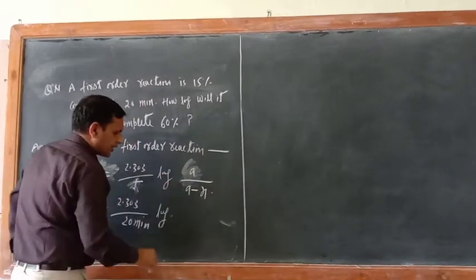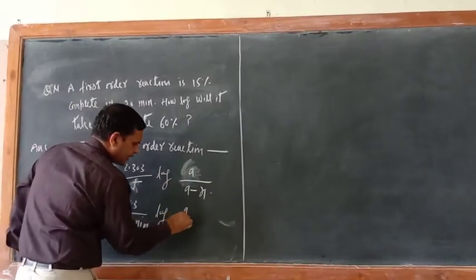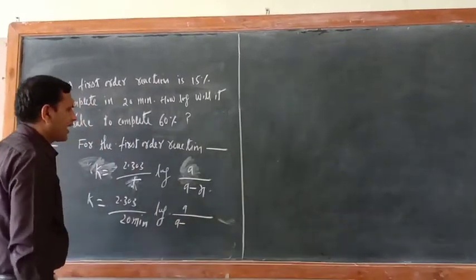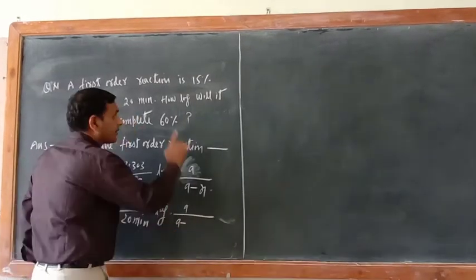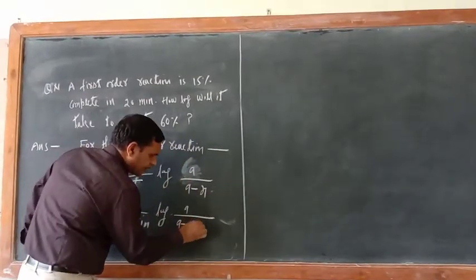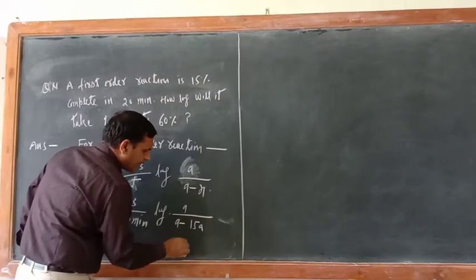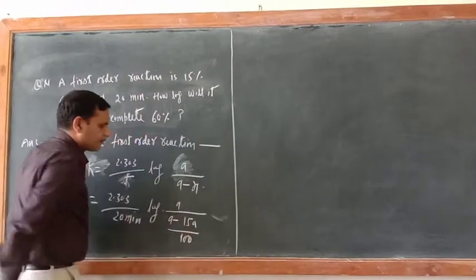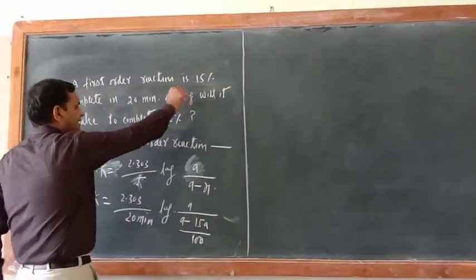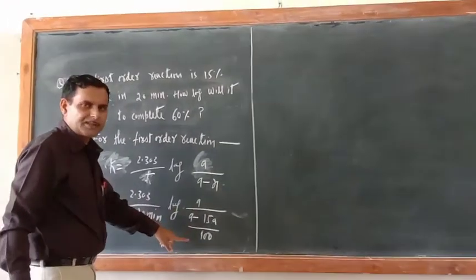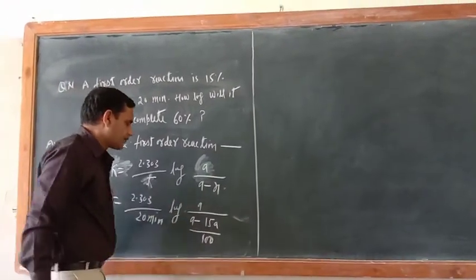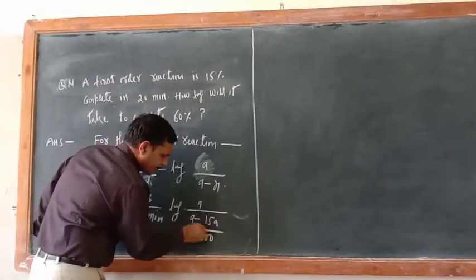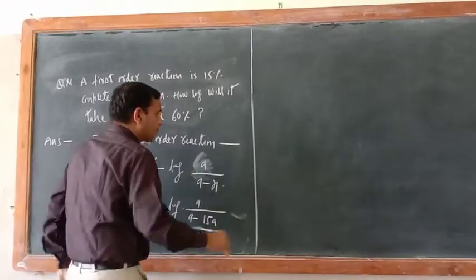Here log, and here what is there? Just see: here a minus x, and what is x here? x is the amount of substance disintegrated. So 15a divided by 100. Why 100? Because it is a percentage, and a percentage is always calculated out of 100. So now you have to take here only 100. So it would be like that.